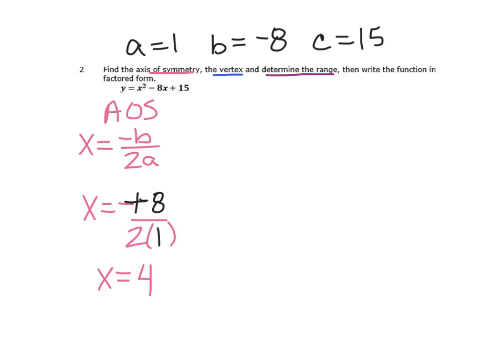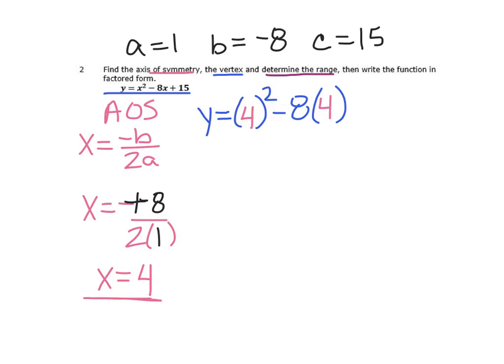To find the vertex, we need to substitute our x value into the x's of our equation, and that will solve for y. So my y is going to equal my x value of 4 squared minus 8 times my x value of 4 plus 15.